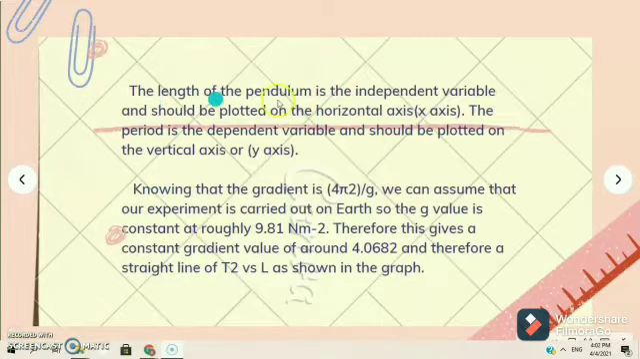The length of the pendulum is the independent variable and should be plotted on the horizontal axis, and the period is the dependent variable and should be plotted on the vertical axis. Knowing that the gradient is 4 pi squared over G, we can assume that our experiment is carried out on Earth, so that the G value is constant at roughly 9.81 meters per second squared. Therefore, this gives a constant gradient value of around 4.0682, and therefore a straight line of T squared versus L as shown in the graph.